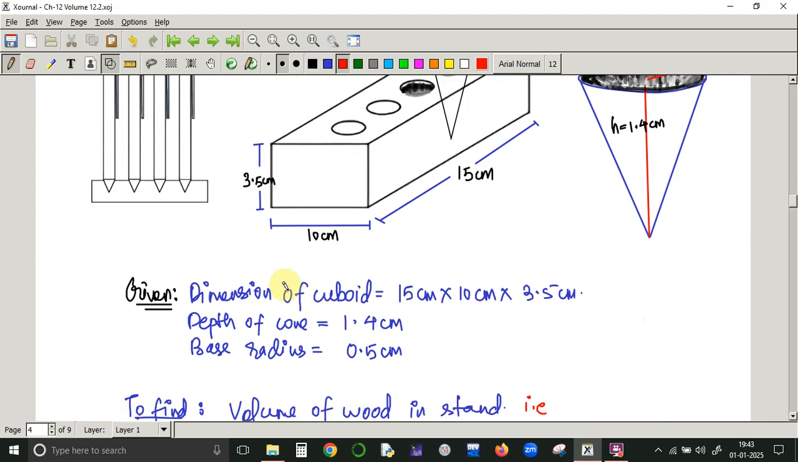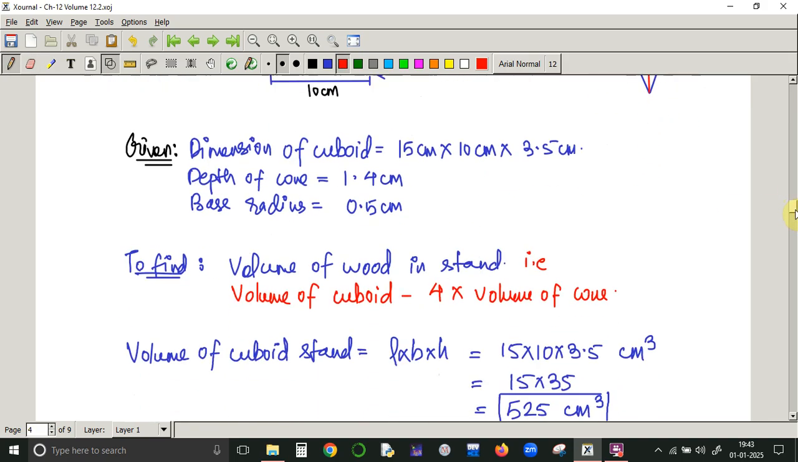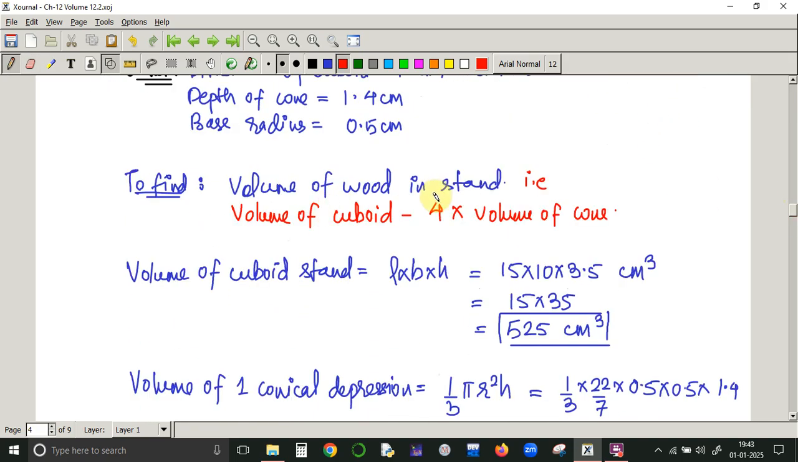So this is the diagram. The dimensions of the cuboid: length is 15, breadth is this, and height is this. The depth of the cone is my height, and the radius is 0.5. We have to find the total volume of wood in the stand, that is the volume of the cuboid minus 4 times the volume of a cone. I hope this is clear. So let's find the volume of the cuboid. It's very simple, length into breadth into height. Let's put the values, multiply it, you will get 525 centimeter cube.